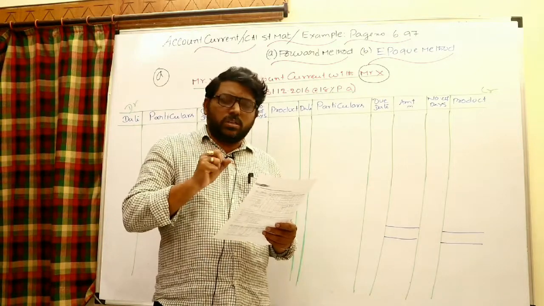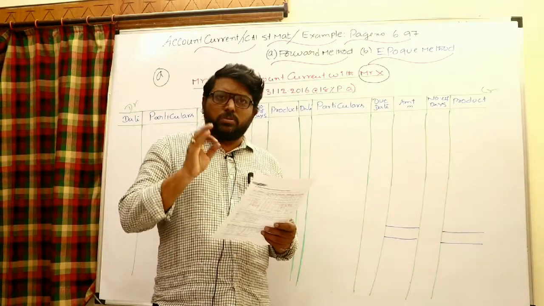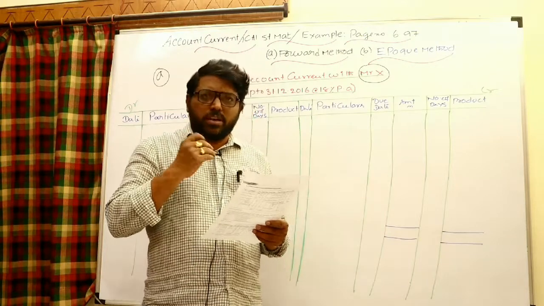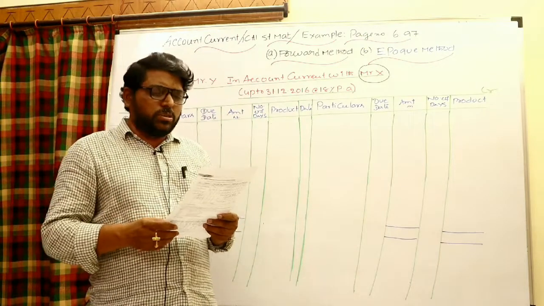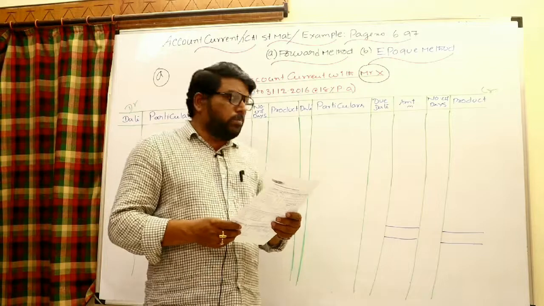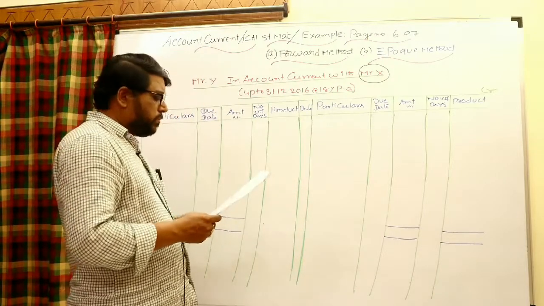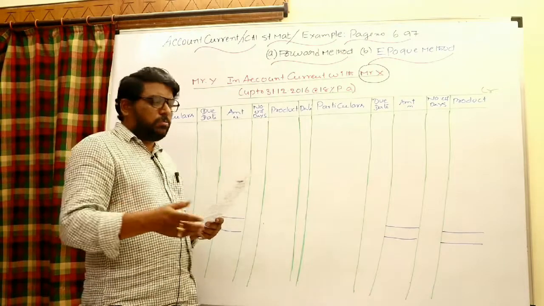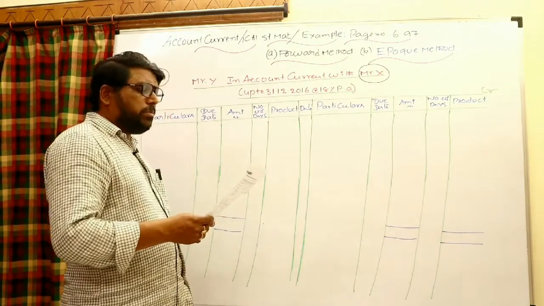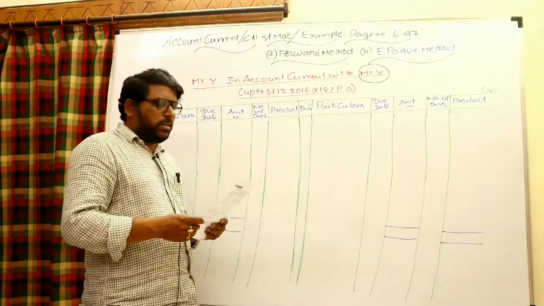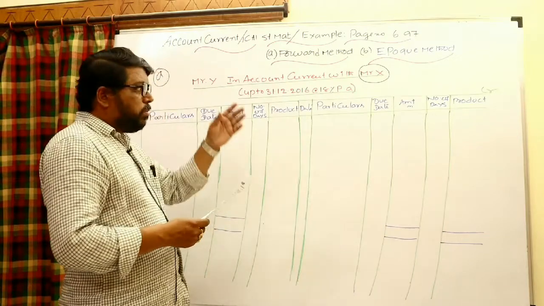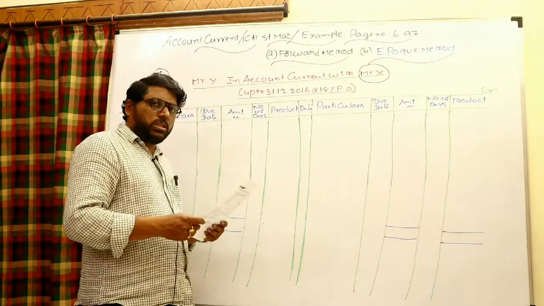X is preparing Y's account. You have to always think of transactions from X's point of view. You behave like X while recording the transactions, and it is easy and simple to write. So up to December 31st 2016 at the rate of 18% per annum. Forward and backward method both are required here. Example sum, ICA study material, page number 6.97. So let us solve this example.